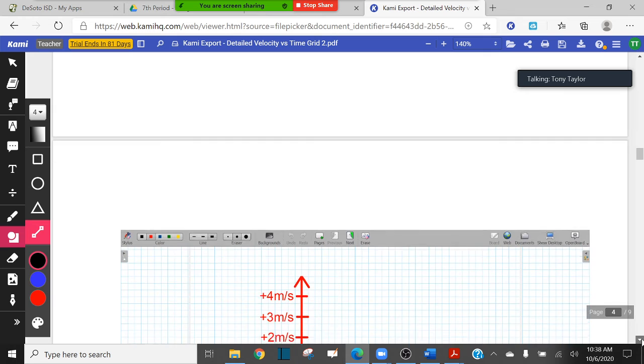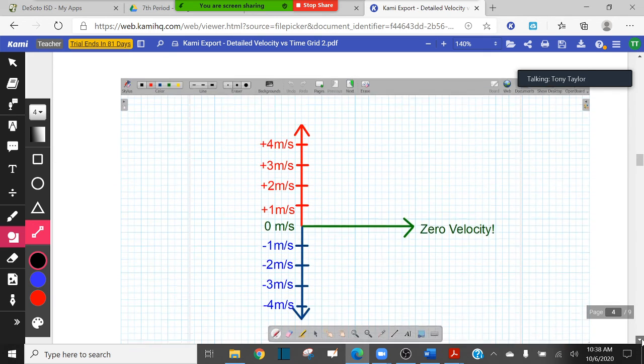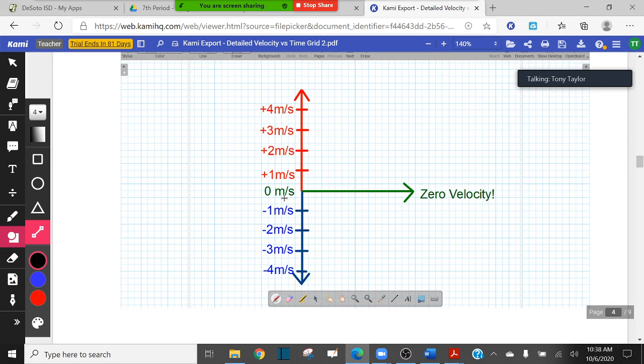I'm going to do one more. Now, this time, I want you guys to tell me what's happening here. What if I give you a velocity versus time graph that looks something like this? Someone tell me what's going on there. Anyone? It's speeding up in a positive direction. Exactly. It's speeding up in the positive direction.